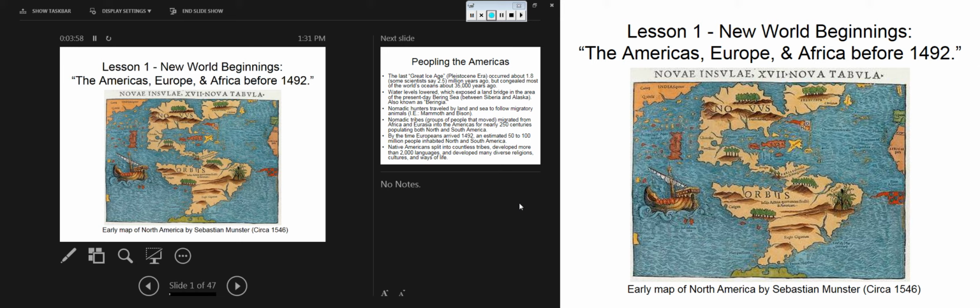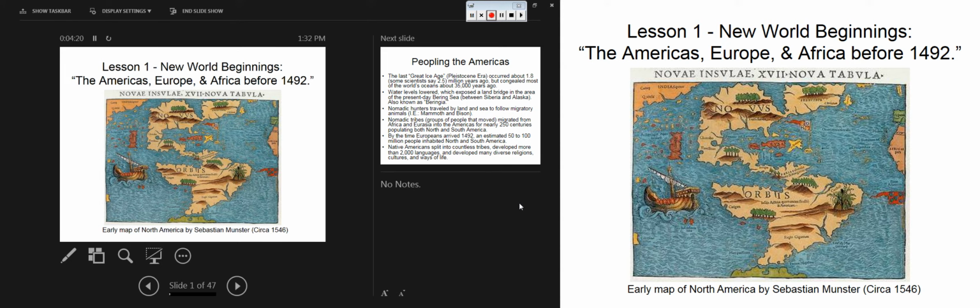All right. So what we're looking at here is Sebastian Münster's, and my apologies to my German students out there. I forgot the accent mark above the U, which is called, what is it again? Umlaut. Thank you. Umlaut. My apologies.